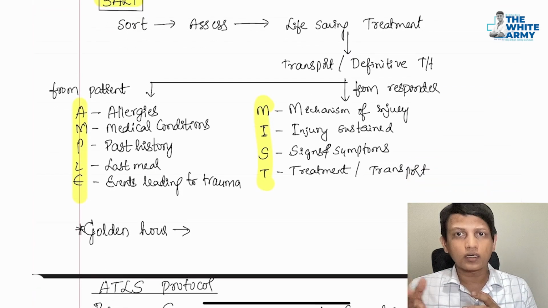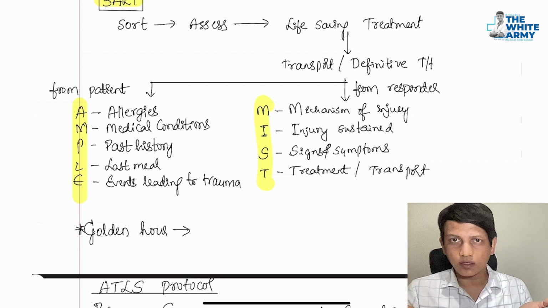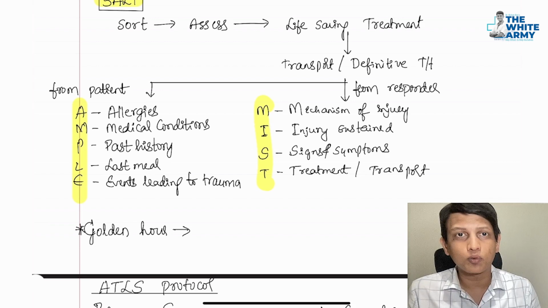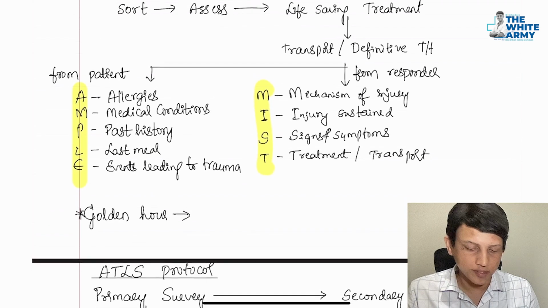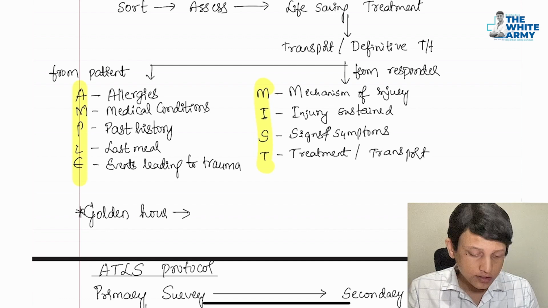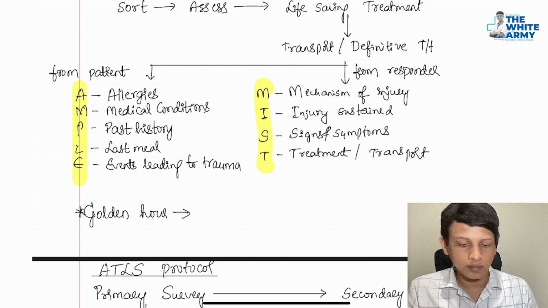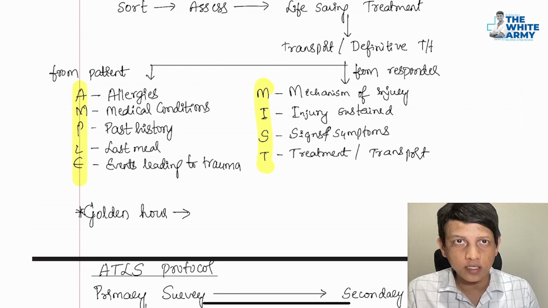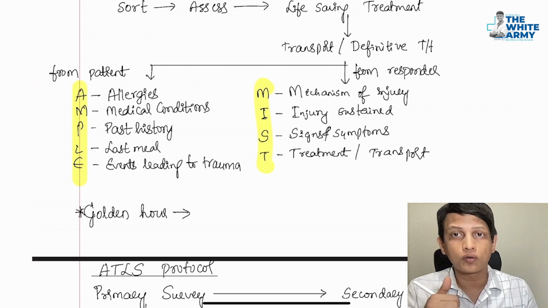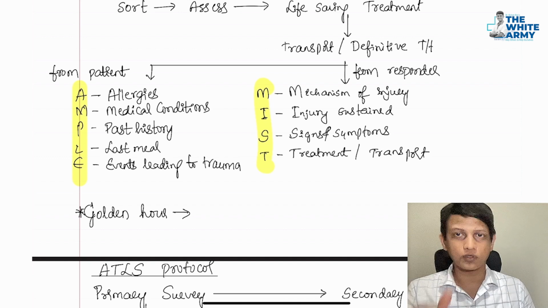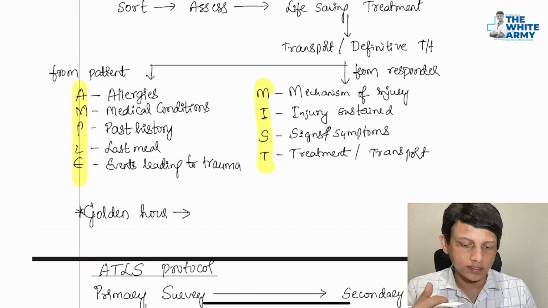Before transferring or giving the definitive treatment, you have to ask the patient questions, which you can remember easily by the mnemonic AMPLE. You can ask for any history of allergies, any other comorbidities the patient is suffering from, any significant past history, when he had the last meal. That's very important for intubation purposes, and what event led to this trauma.